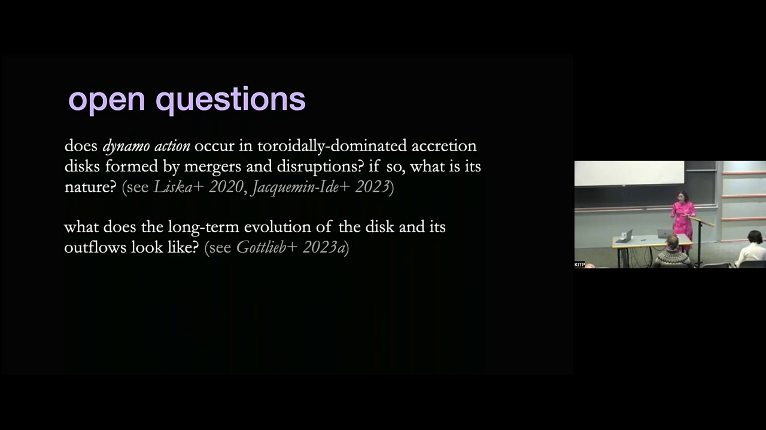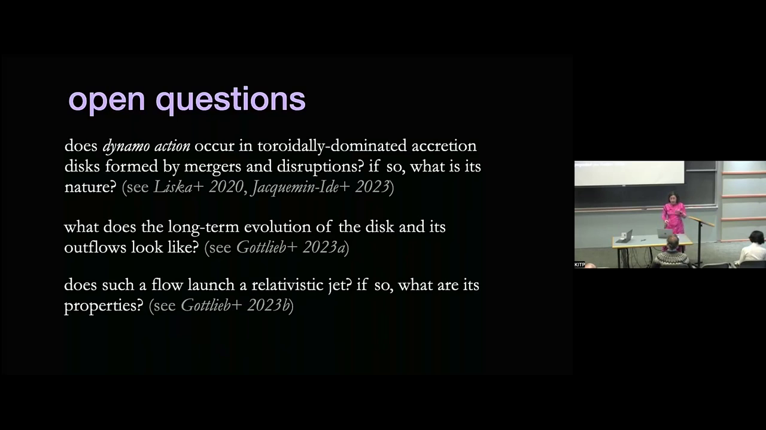And then another question is specifically in the case of these disruptions and mergers, what does the long-term evolution of the disk look like, and what are its outflows? And in particular, do you get a relativistic jet from these events? And what are the properties of that jet? And there are two nice papers by Or Gottlieb looking at these two questions as well.